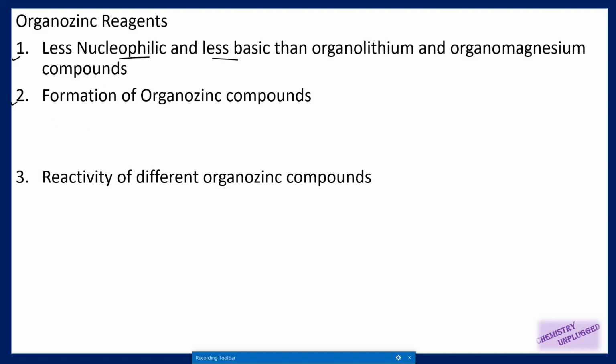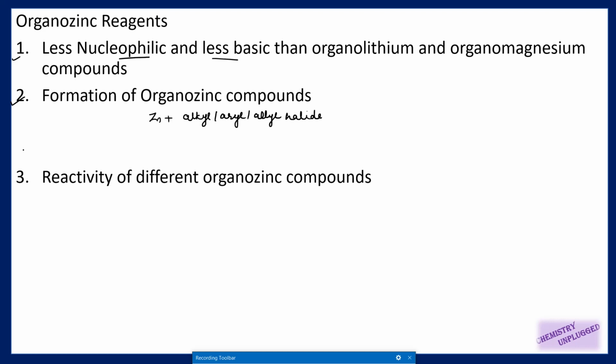Then how can we synthesize organozinc compounds? We can use zinc and different types of halides: alkyl, aryl, allyl halides, and all these halides react under different conditions. For example, alkyl and aryl halides need some catalyst for their reaction. Otherwise, allyl halides can simply react with zinc powder.